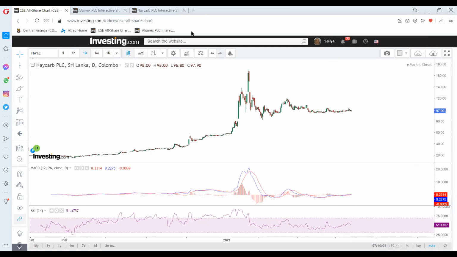So that's how we look at the crossovers, and each and every individual stock we can analyze by using the MACD. And as far as divergence is concerned, we don't see any divergence for HECAP even.